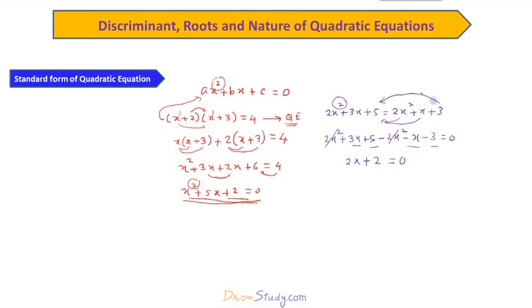So after simplifying the given equation, we see that we are getting 2x plus 2 is equal to 0, and its highest power is 1. Therefore this is the linear equation in one variable and not the quadratic equation, and so the given equation is not the quadratic equation even though its power is 2.